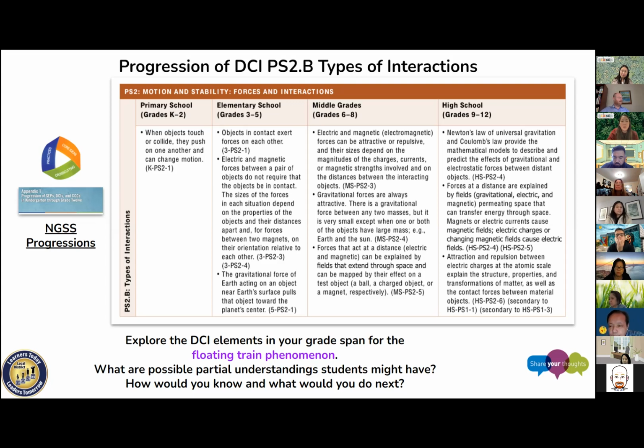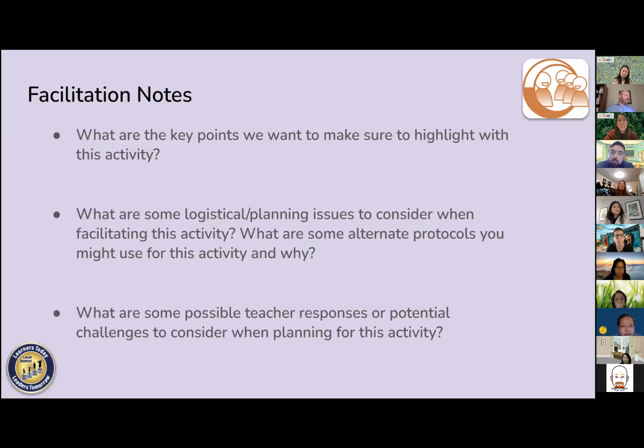And because we want to honor your time, we're going to just quickly share maybe 1 or 2 things. And this can be combined with our facilitation slide on the next page. You know, what are some key points that you might want to make sure to highlight with this activity? Why did we talk about the what, why, how? What are some logistical planning issues to consider and some possible teacher responses? So rather than go into breakout rooms, we'll just do a quick share out. You can unmute, type in the chat.